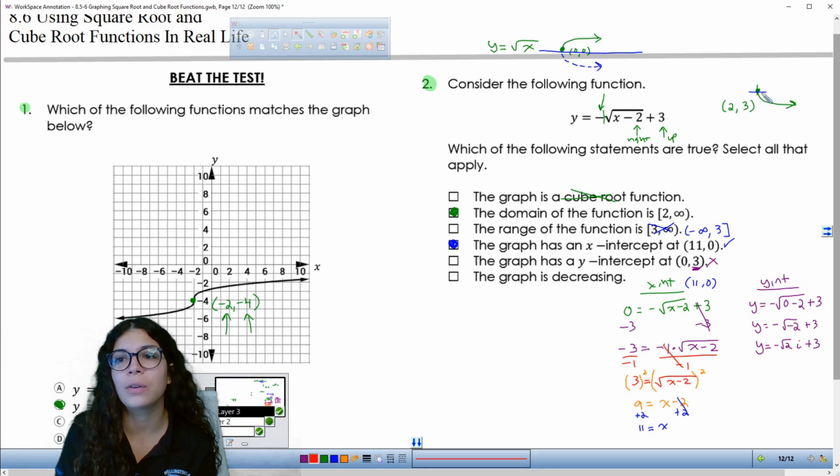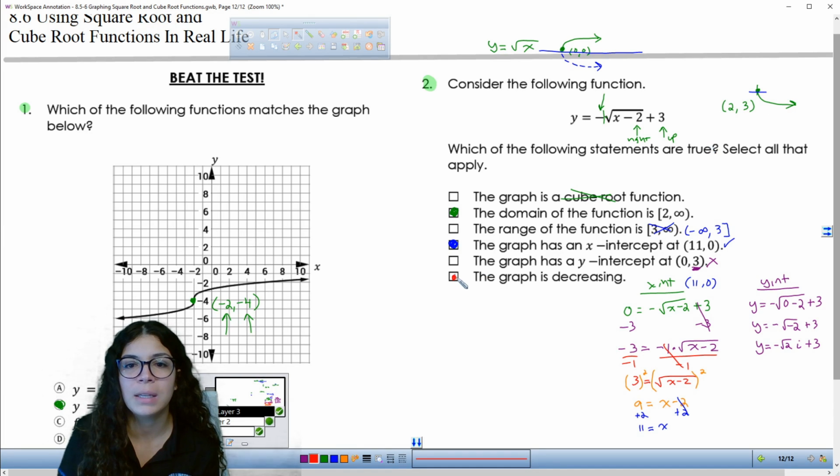And then lastly, the graph is decreasing. Again, looking at the graph, is it going down the entire time? Yes. So that is in fact correct.